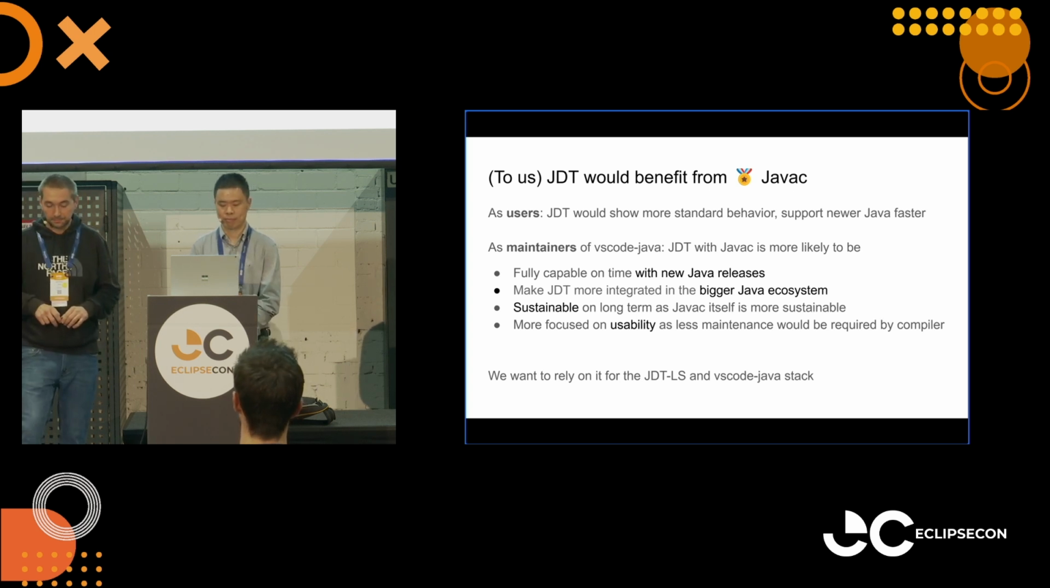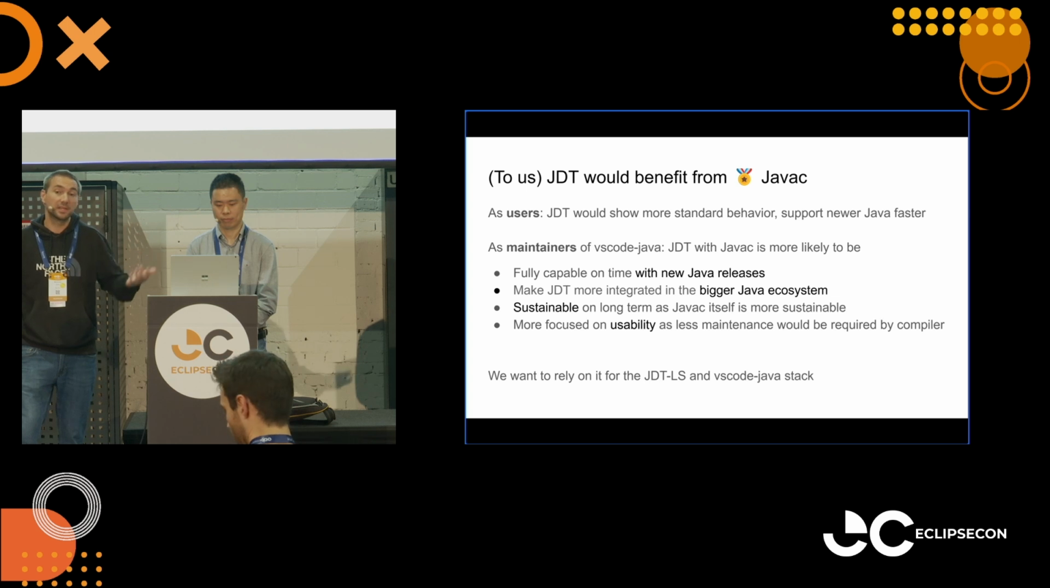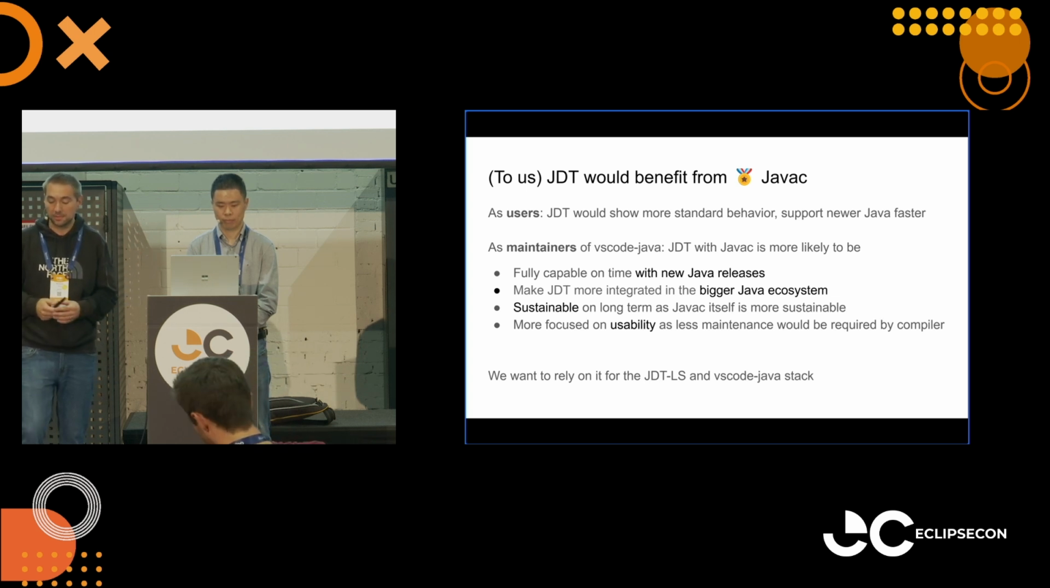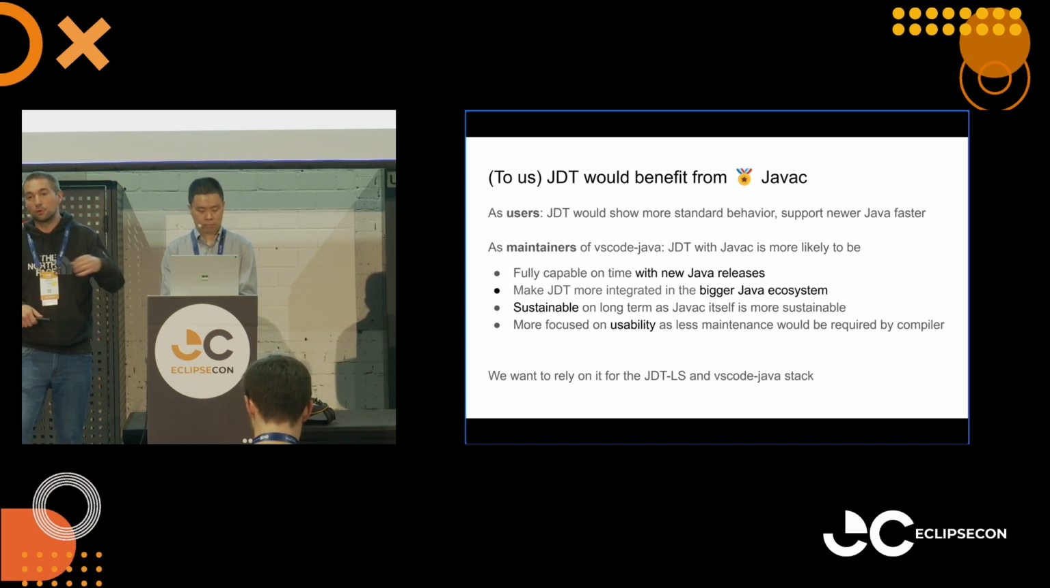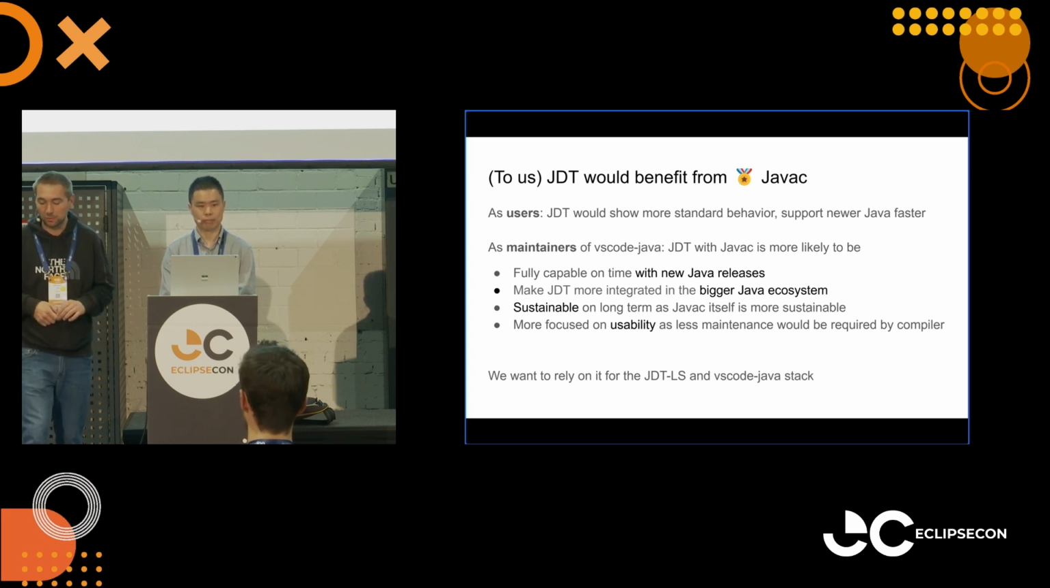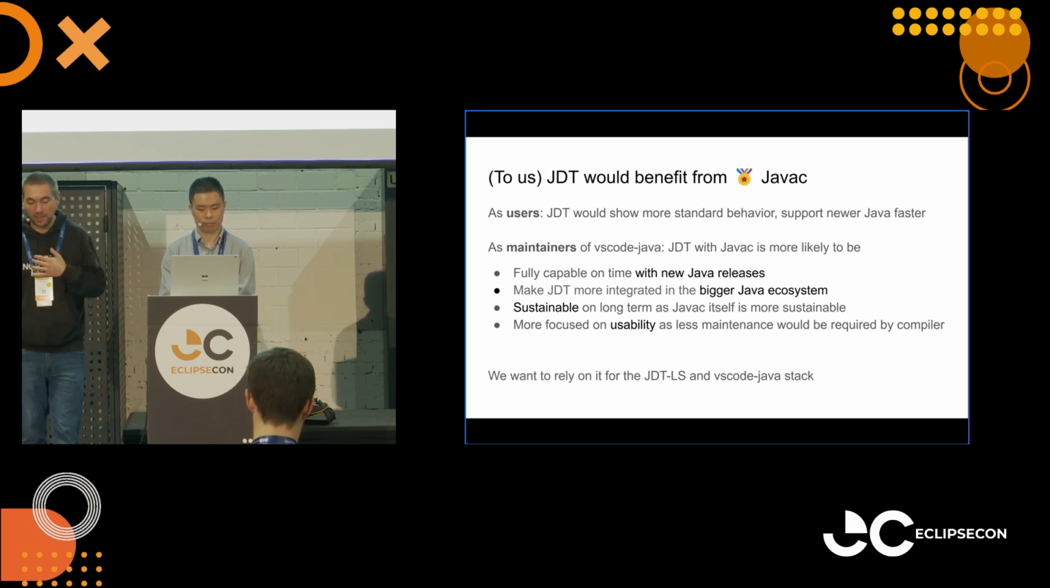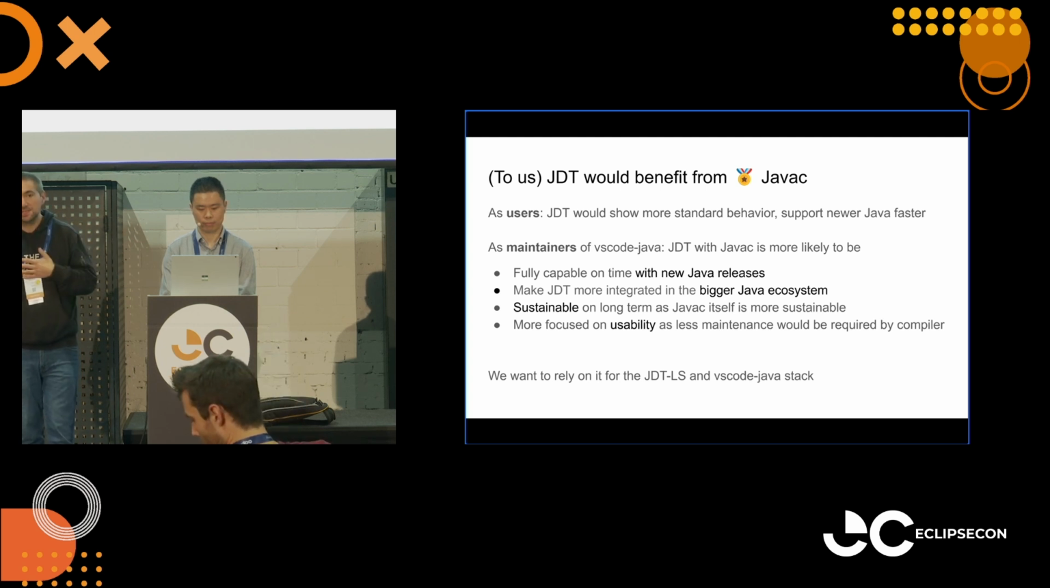It could be more sustainable because Javac seems more sustainable. It will be surviving as long as Java is surviving. So as long as Java is there, Javac will be there. There is not much to worry about. So that's more reassuring for JDT. And it would allow JDT to focus more on the usability parts of JDT, the model, the code selection, all that, because much less maintenance will be required for the compiler. So we do want to rely on JDT, at least for JDT-LS and vscode-java, for the stack that Jimbo mentioned earlier.